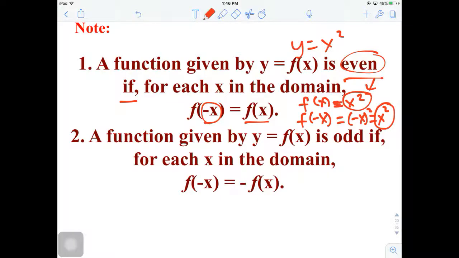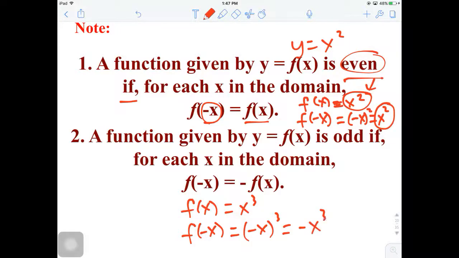And so if I let y equals, or f of x equals, x cubed, and I substitute negative x inside, I will have negative x to the third. Well, that gives me negative x cubed back. And notice I have the opposite of the original. So that tells me that x cubed is an odd function. So hopefully that demonstrates what an odd and even function is. You really need to just substitute negative x inside for x to see what you get back.